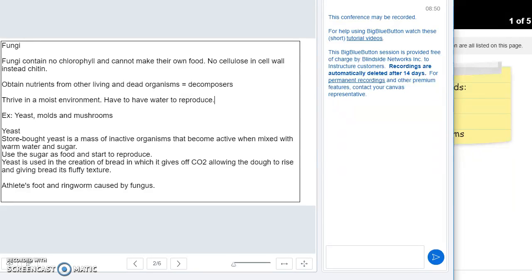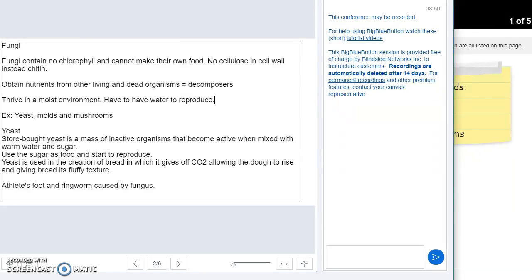Now, some examples of fungi are yeast, molds, and mushrooms, so you may be familiar with those. When we're talking about yeast, and specifically store-bought yeast, it's an inactive organism that can become active when mixed with water and sugar. So there's their moist environment with the warm water, and then the sugar is their food. The yeast use the sugar as food and start to reproduce in that warm, wet environment.